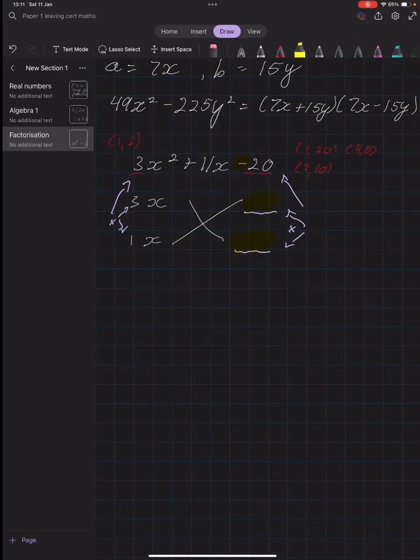Why? Because let's say they were both positive, then positive by positive is positive, and therefore I can't get the minus in front of the 20. Because again, I'm multiplying these two things together, okay? If I did minus by minus, I get plus again, so it can't be that either. So that tells me that one is positive and one is negative. Okay?